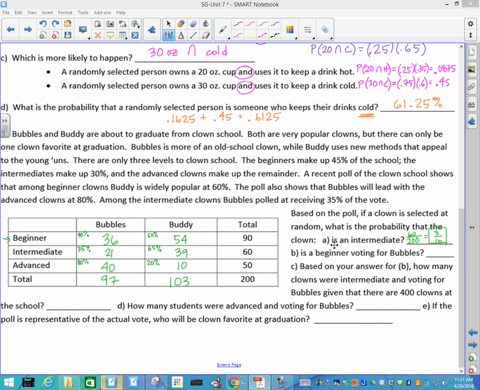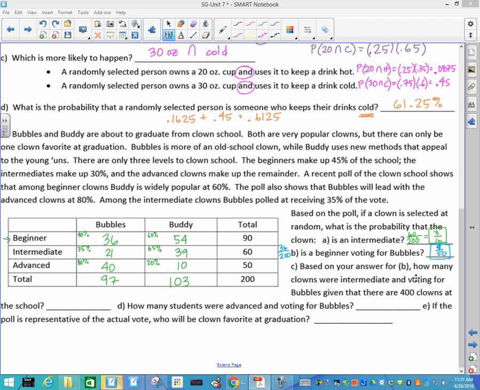Is a beginner voting for Bubbles? So that would be a beginner and Bubbles. Beginner and Bubbles is 36. I'm going to write it over here. 36 over 200, which is 9 out of 50. Does it look like a 9? 9 out of 50. Okay. And then we have, based on your answer for B, how many clowns were intermediate and voting for Bubbles given that there were 400 clowns at the school?